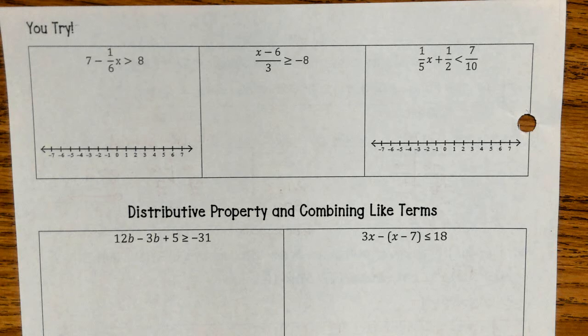Now it's negative 1/6 times X. So you're going to multiply by negative 6. Negative 1/6 times negative 6.